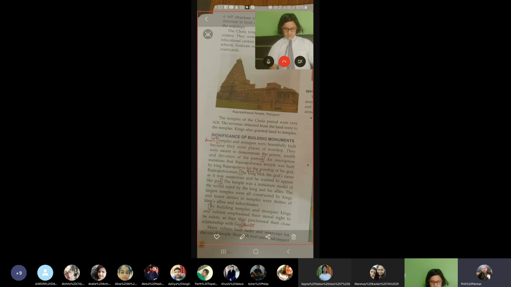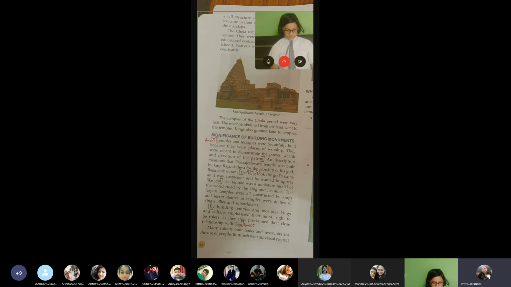Then an inscription mentioned that Raja Rajeshwara temple was built by King Raja Raja Deva Chola for the worship of God Raja Rajeshwaram. So see, even the inscriptions were made. That means a written note was also put up that this temple was built by Raja Rajeshwara and Raja Raja Deva.